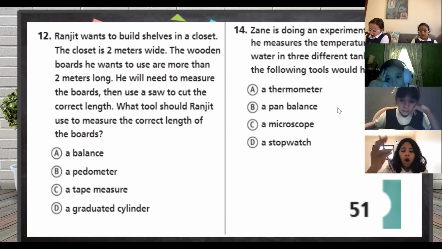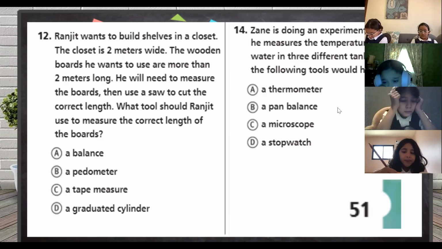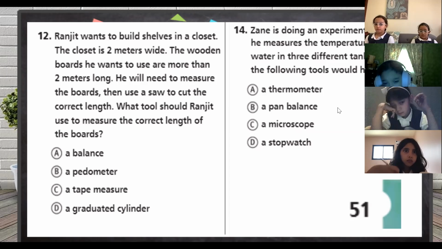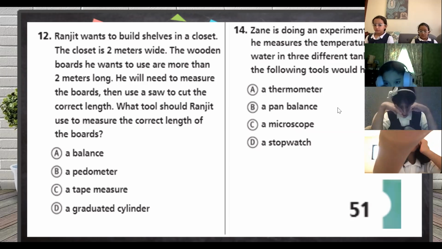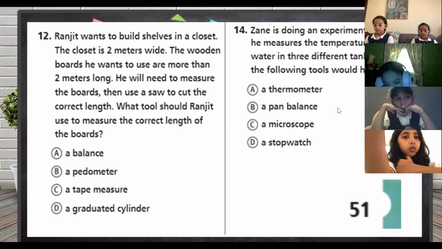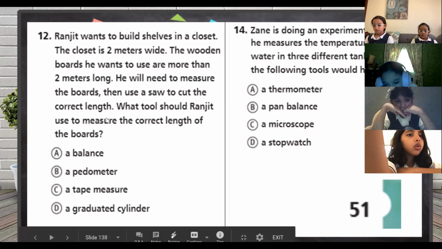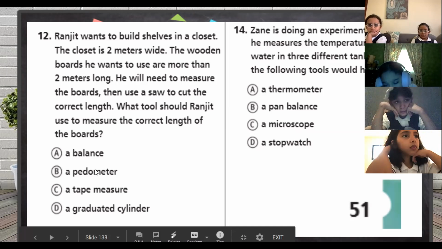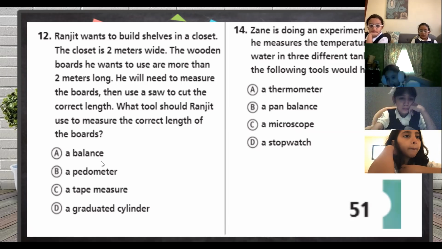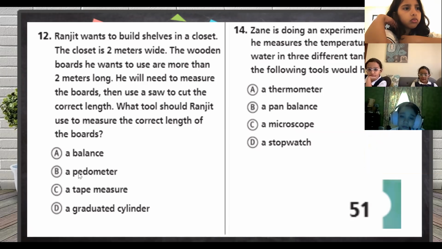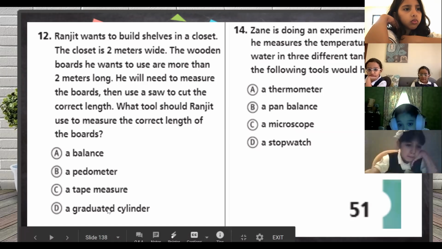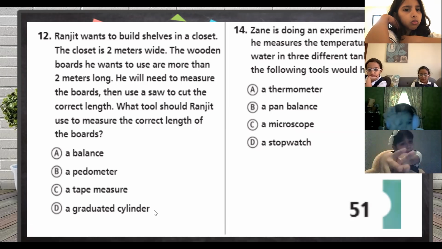What is Ranjit going to use? If Ranjit is going to measure the length of the board, is he going to use a balance? No. Okay, good. A pedometer, a tape measure, a graduated cylinder. What is he going to use to measure the length?